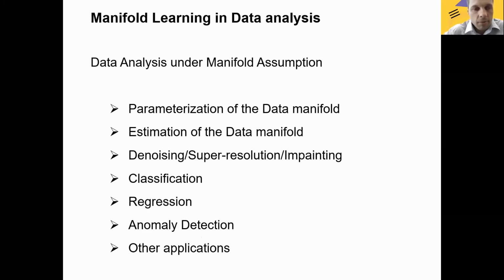And as soon as we estimate the data manifold and parameterize it somehow, we can solve such problems of data analysis as denoising, super resolution, classification, regression, anomaly detection, and others. This is the standard pipeline.